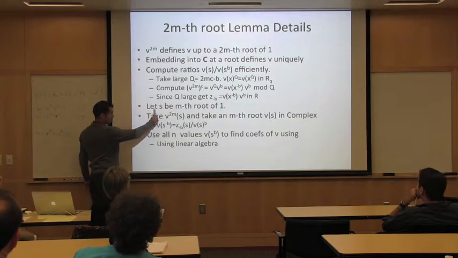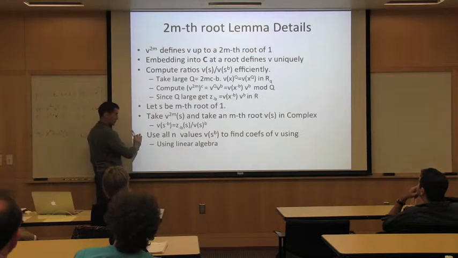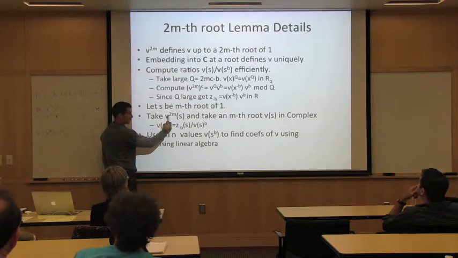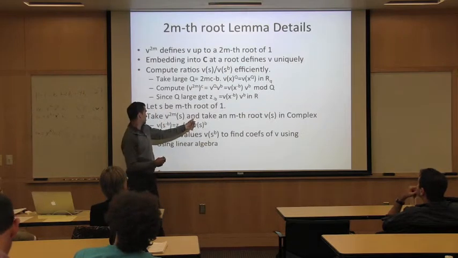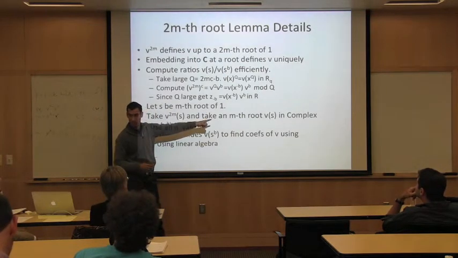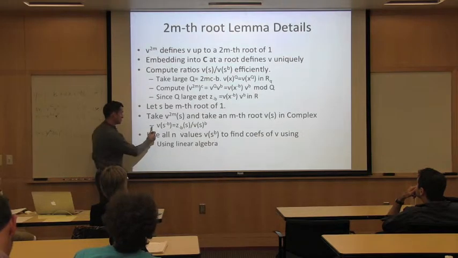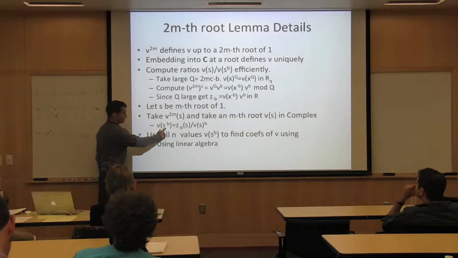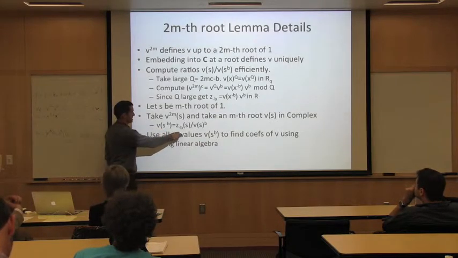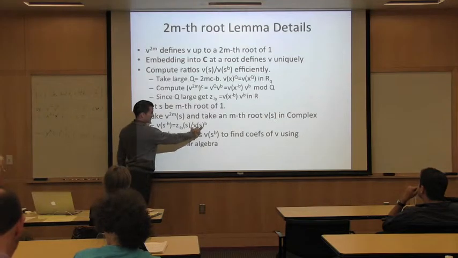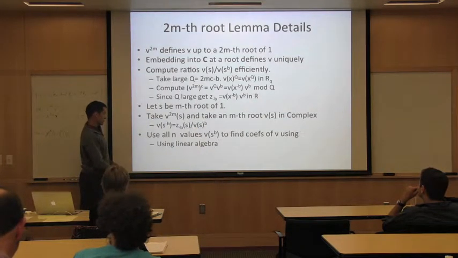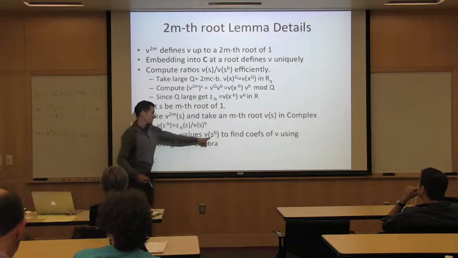So if S is one of the mth roots of unity, this is what you're going to do. You evaluate v to the 2m at one of those roots of unity, choose an mth root of that in the complex numbers, and then use this formula to get v at a different root of unity by taking this computed value and dividing out by that root of unity to the bth power. Do the algebra, and that gives you v at a different root of unity.